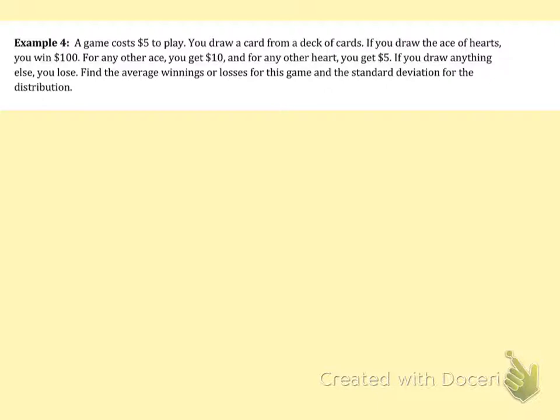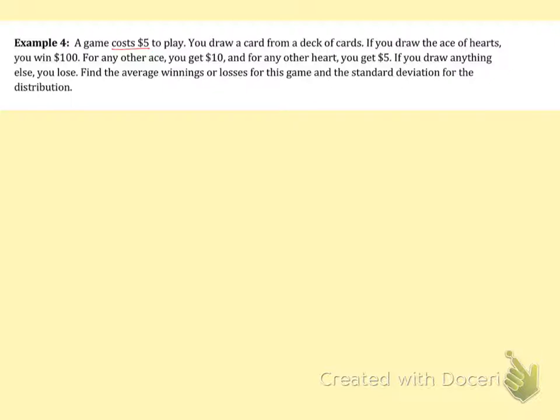For any other ace, you get $10, and for any other heart, you get $5. If you draw anything else, you lose. Find the average winnings or losses for this game and the standard deviation for the distribution. So, first of all, notice that it costs $5 to play, so we have to take that into consideration for all of our outcomes.